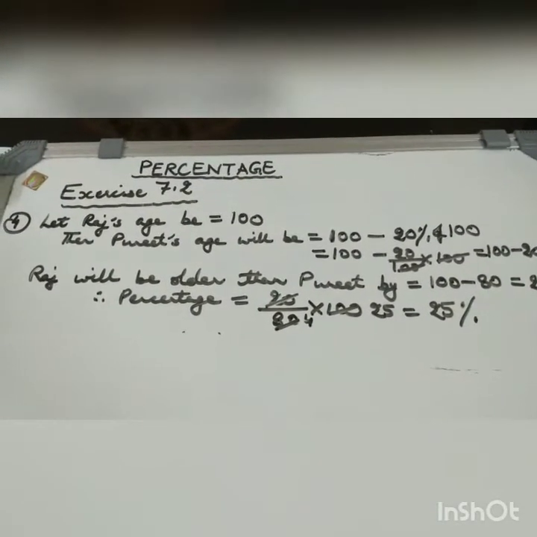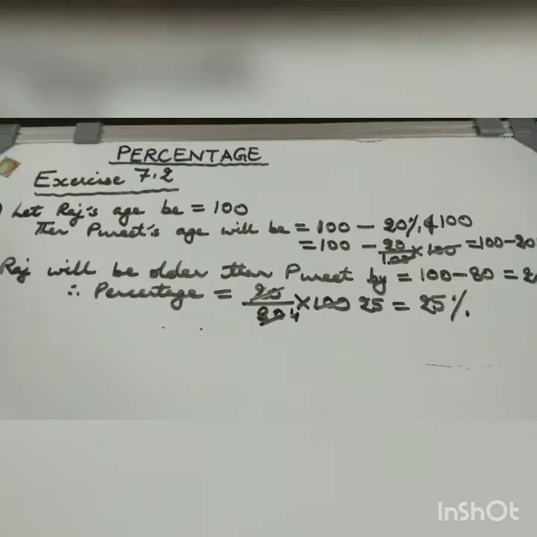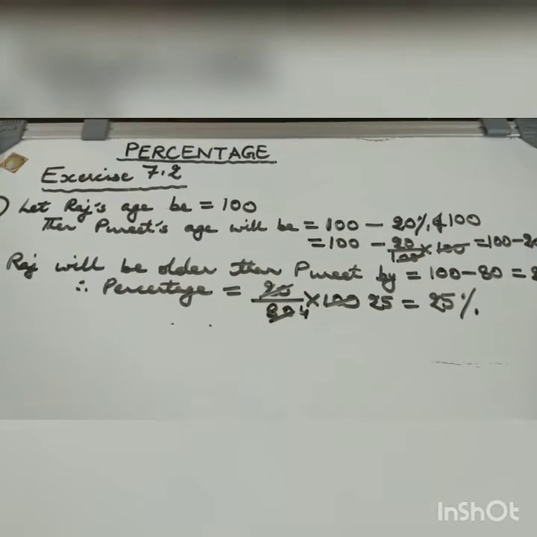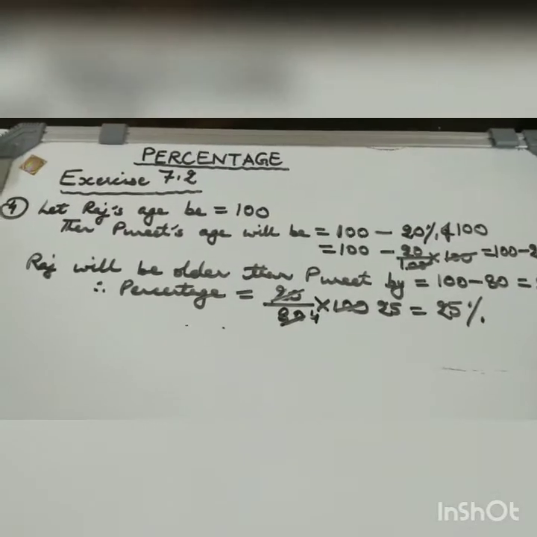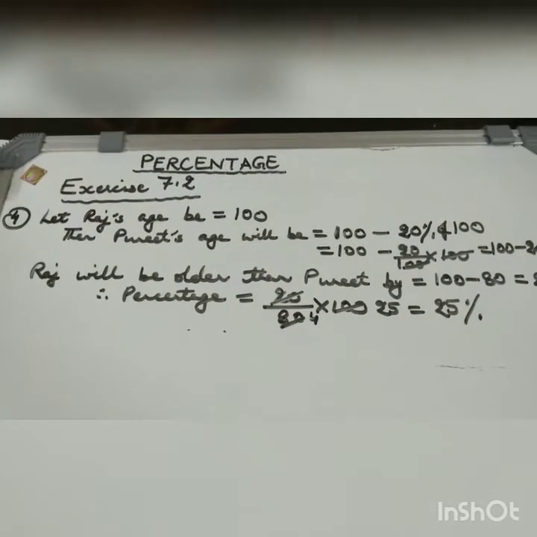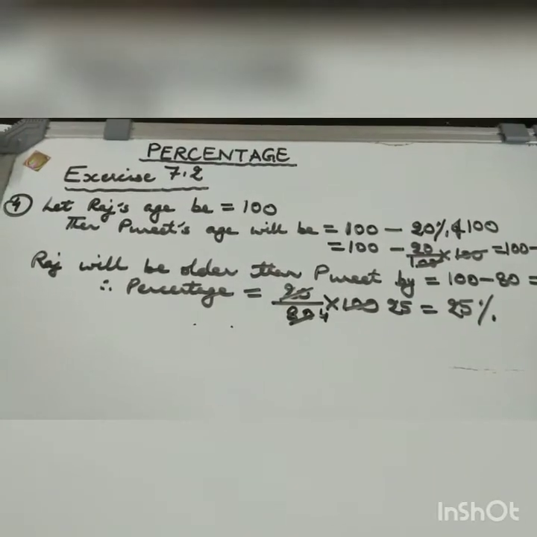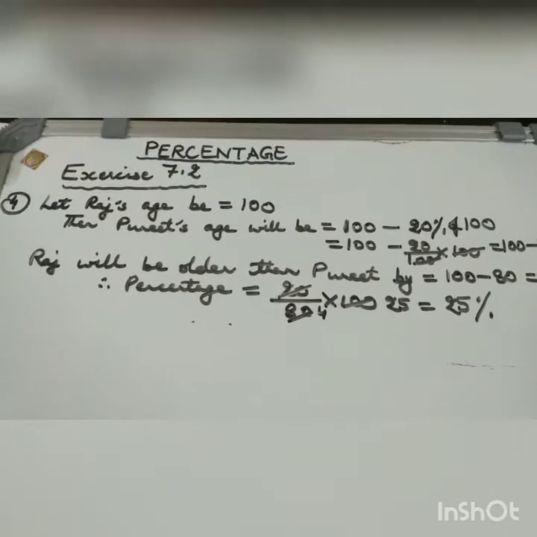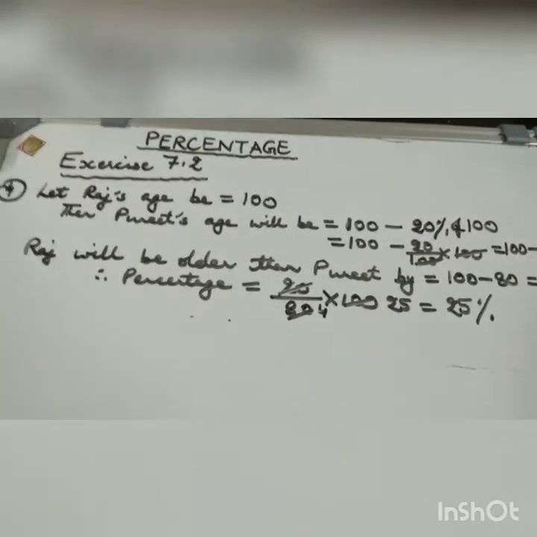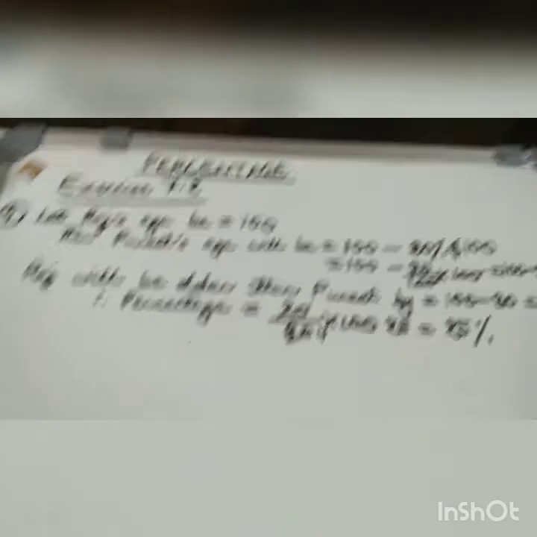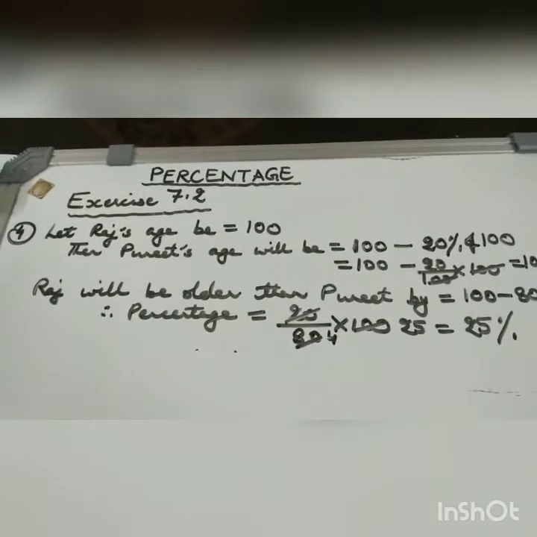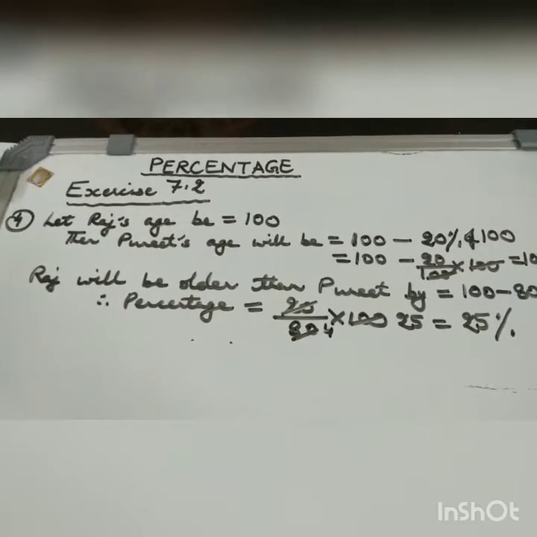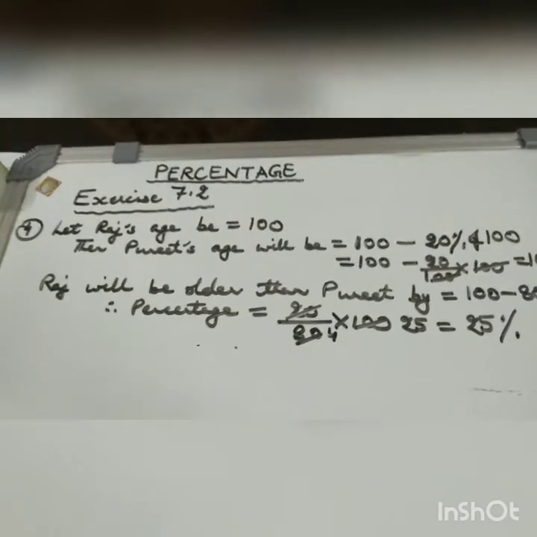Children, now I am going to do question number 4. Now the 4th is again an interesting question, one and the same type but put in a different way. Question is, Puneet is 20% younger than Raj. By what percentage is Raj older than Puneet? Now here, look, Raj is supposed to have some age. So let Raj's age be 100.